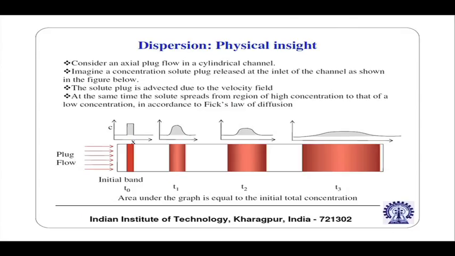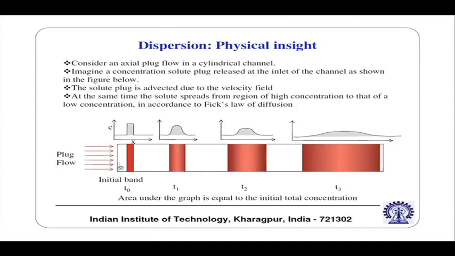Imagine a concentrated solute plug released at the inlet of the channel as shown in the figure. The solute plug is advected with the velocity field, right. Because of the flow velocity, the solute plug will move. At the same time, the solute will spread because of diffusion. So, had there been no diffusion, the solute plug would have come from here to here without spreading, and from here to here without spreading, and from here to here without spreading.